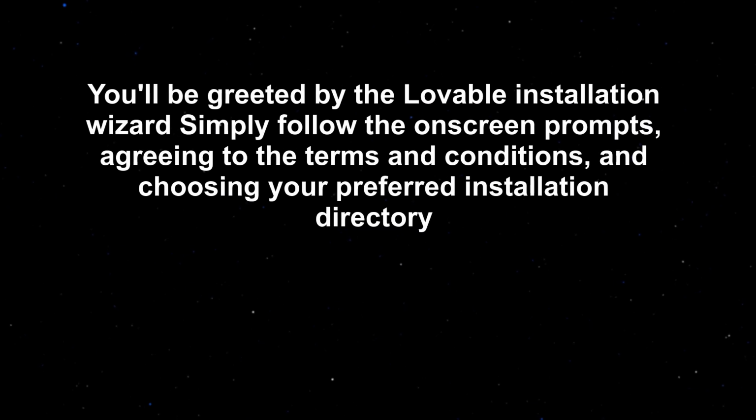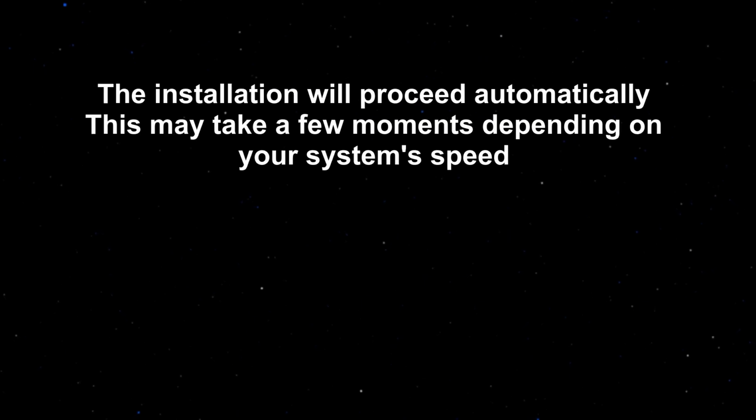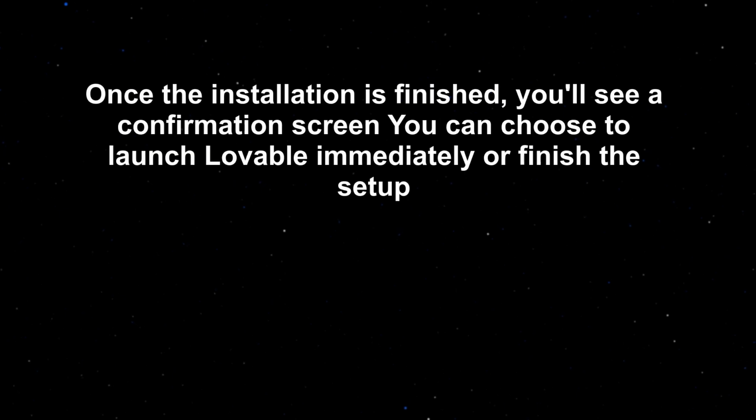You'll be greeted by the Lovable installation wizard. Simply follow the on-screen prompts, agreeing to the terms and conditions, and choosing your preferred installation directory. The installation will proceed automatically. This may take a few moments depending on your system speed. Once the installation is finished, you'll see a confirmation screen. You can choose to launch Lovable immediately or finish the setup.